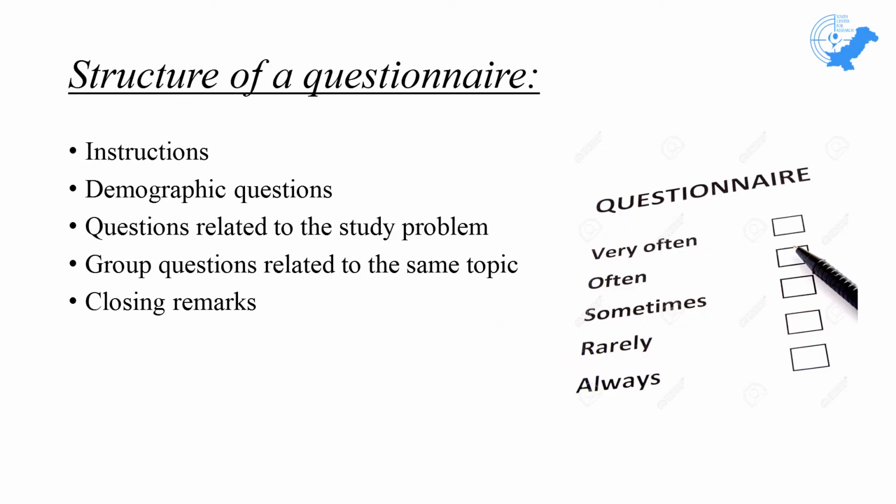Moving towards the next step, that is structure of the questionnaire. The first point is instructions. Instructions regarding the filling of the questionnaire should be present there, and a statement regarding the voluntary consent should be present. The next point is demographic questions. These questions include age, gender, ethnicity, religion, etc. Moving towards the next part, that is the questions related to the study problem. These are the questions to which an individual can relate personally.